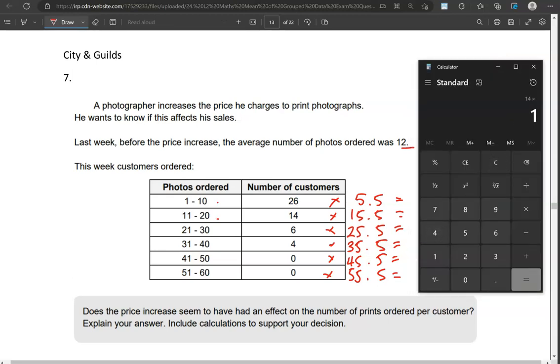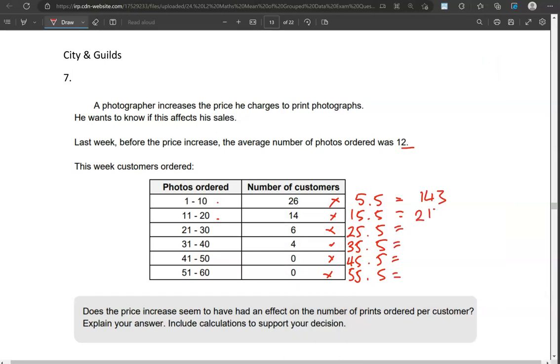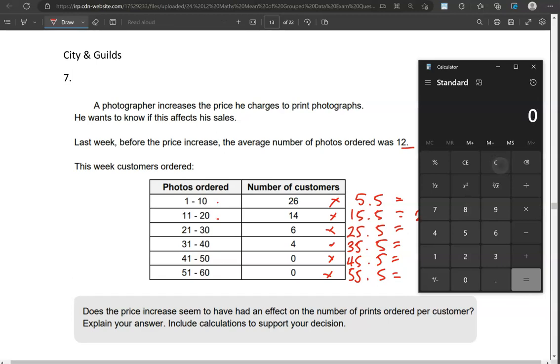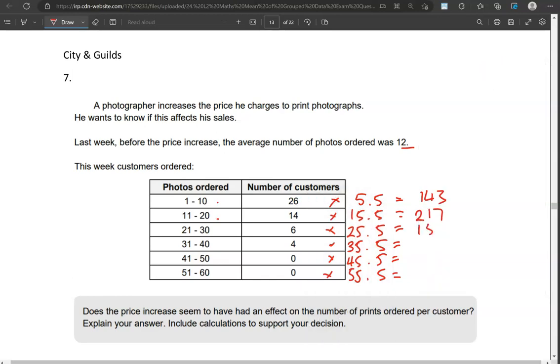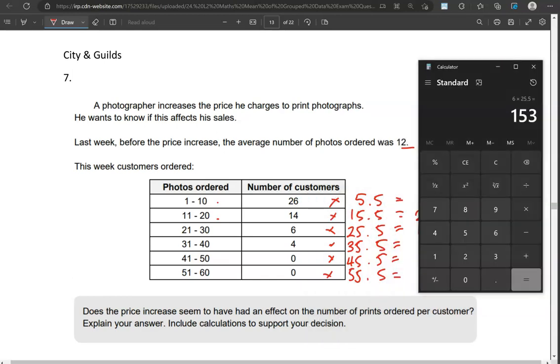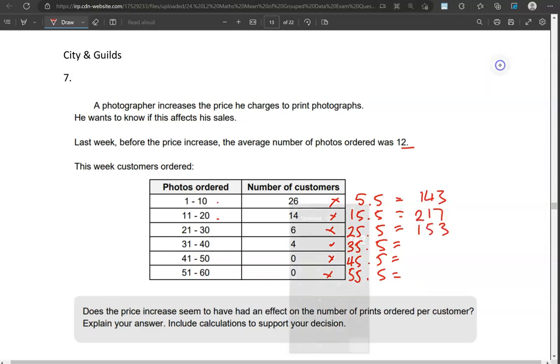14 times 15.5 gives us 217. 6 times 25.5 gives us 153. 4 times 35.5 gives us 142. 0 times 45.5 is 0, and 0 times 55.5 is 0.